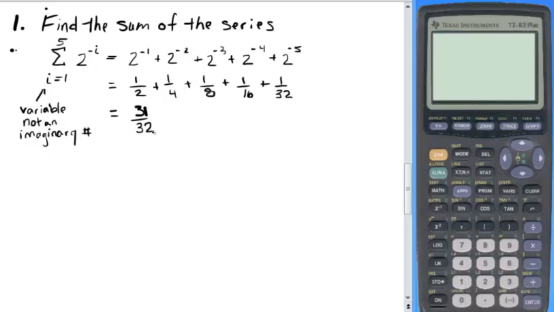The sum of the actual series is 31/32, or 31 out of 32. The actual summation notation is what was given to us when the original problem was presented. So all of this that's being boxed here is the summation notation.